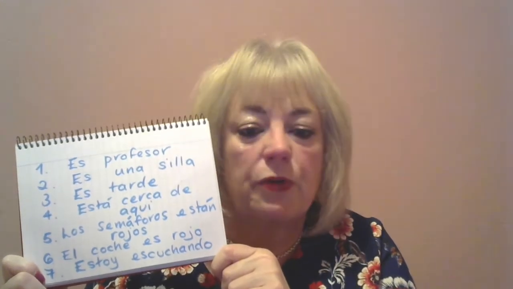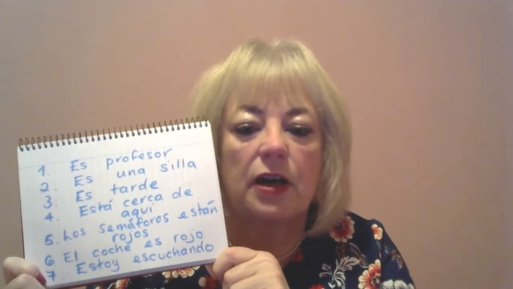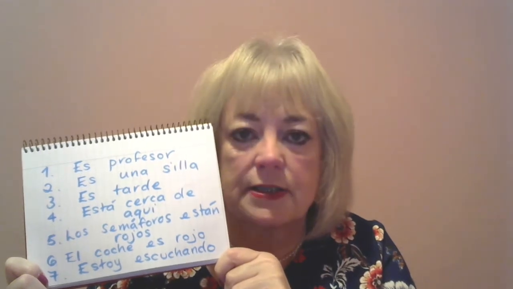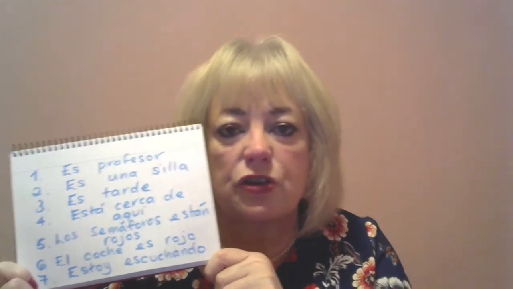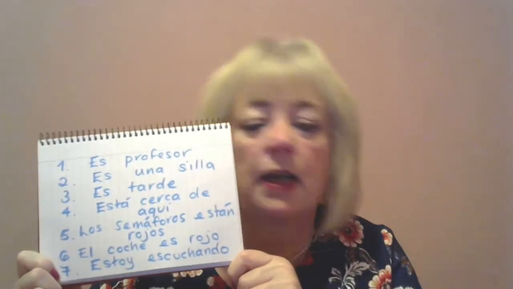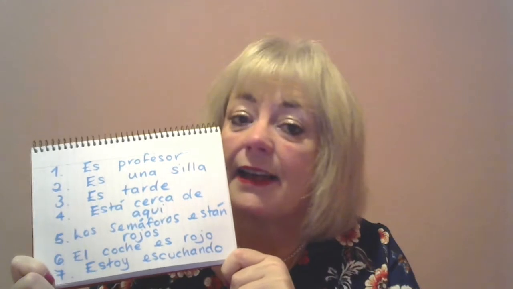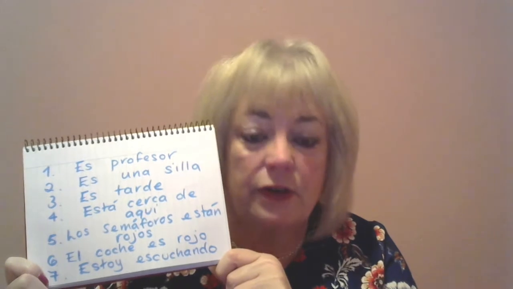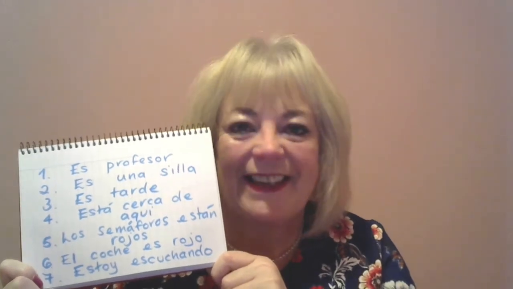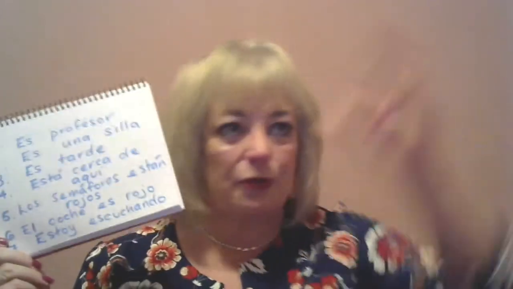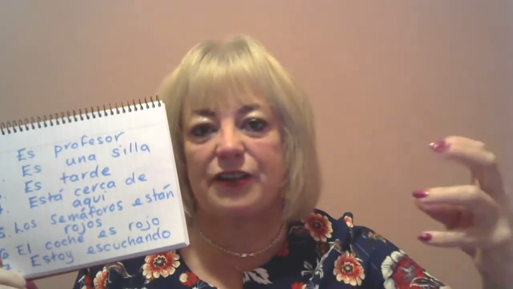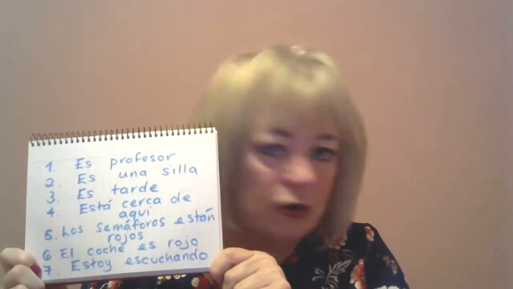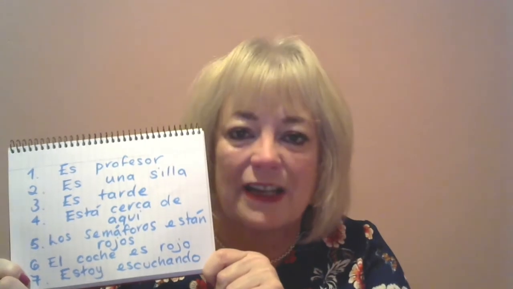Now, again, número cinco, a little bit tricky. The traffic lights are red. Now, los semáforos están rojos. And normally we would think of those as colours. If you look at the books, colours are there as ser, but it is natural colours. So, for example, if the semáforos are red, in other words, the actual traffic lights themselves are red, not just on red, that's not a permanent colour, not a natural colour.